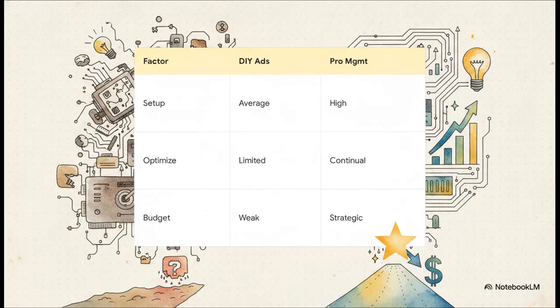And this brilliantly illustrates the stark contrast between those two approaches. When you try to DIY your ads, your setup quality is usually pretty average, and the optimization, well, it's extremely limited because let's face it, you've got a whole business to run. But with professional management, setup quality is top tier, optimization is continuous, and your budget control becomes highly strategic. The end result? DIY usually leaves you with inconsistent lead quality and makes scaling really difficult, while professional management consistently delivers high lead quality and gives you an account that is incredibly easy to scale once you're ready to grow.